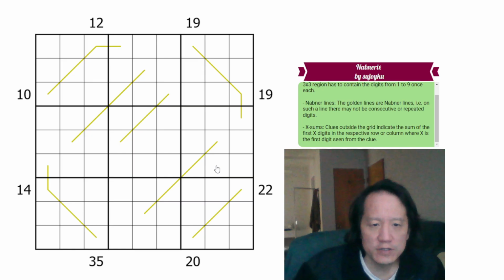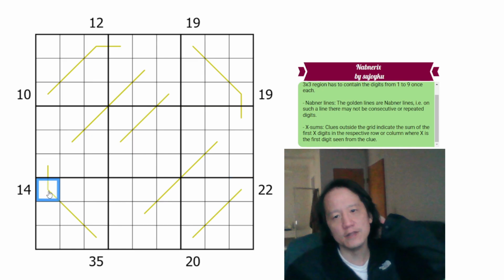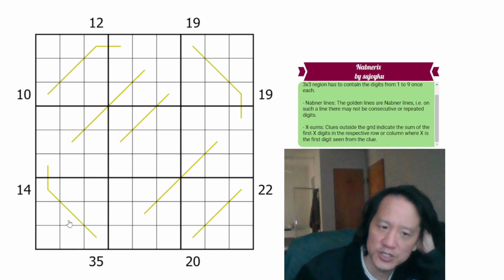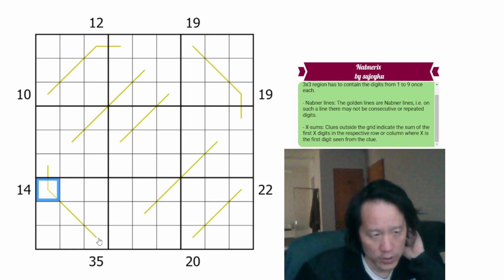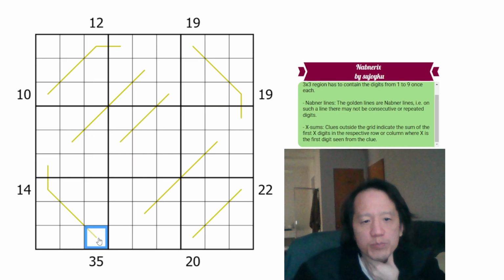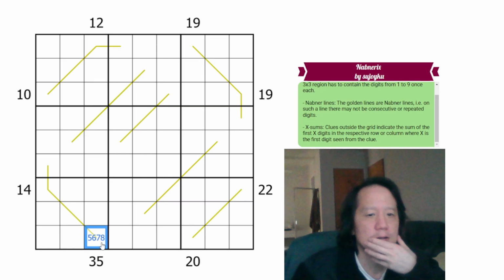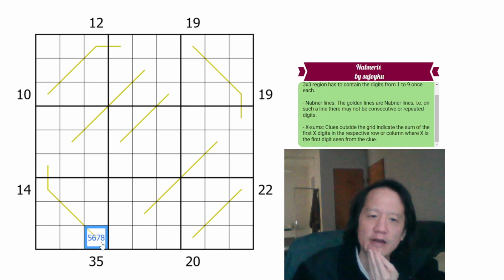Okay, so first things first, what I like to do with xsums is usually figure out what numbers can be the x digit, right? And the x digit is always the digit that's next to the number on that side. So this could be 5, because you could have 5, 6, 7, 8, 9 adding up to 35. You could have 6, 7, and 8 here, right? Because if it's 8, actually, you can't have 8.